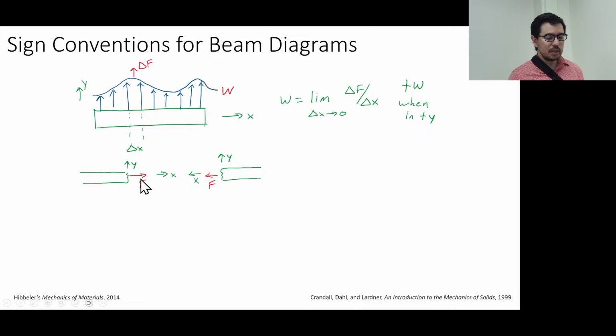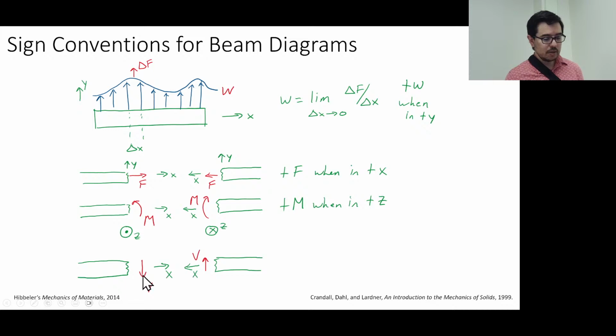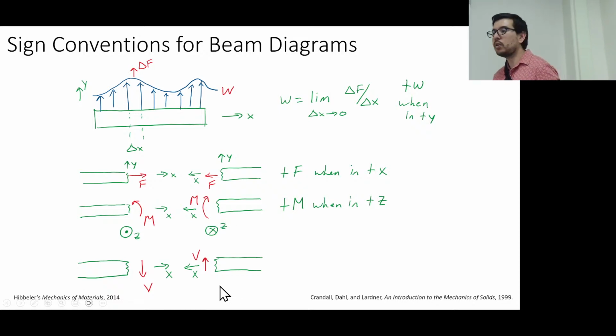And this is the classic: coming out of a face, normal, positive x. And this is then the convention that we use for bending moments. If you open up and cover up the right side, then you have a counterclockwise bending moment. If you cover up the left side, then you have a clockwise bending moment. And then the shear forces: if you open up to the right, it's down. If you open up to the left, it's up. So those are the conventions.